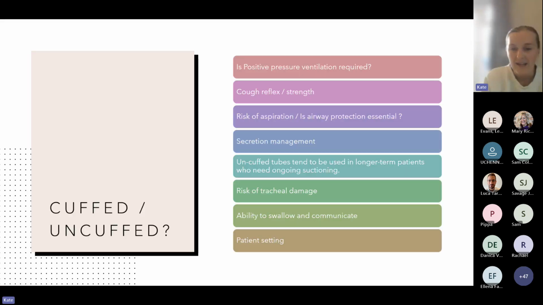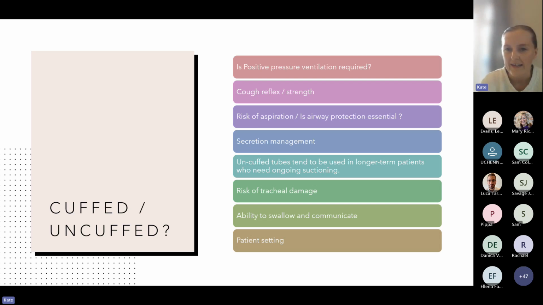So, cuffed or uncuffed. As I said earlier, you need to think about whether there's a degree of positive pressure ventilation that's going to be used. If there is, you're going to need a cuffed tracheostomy. That cuff is going to fill the space around your trachea, which is going to prevent airflow escaping through the upper airway. So please think about whether you're going to need it and why.